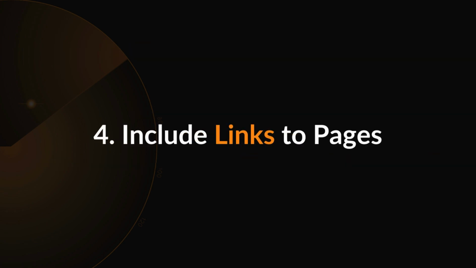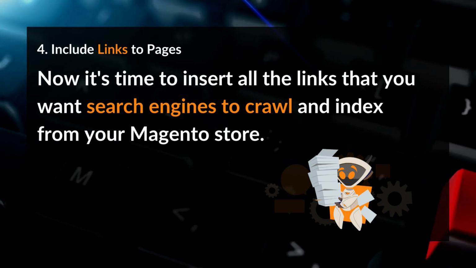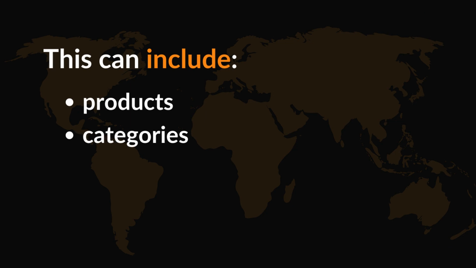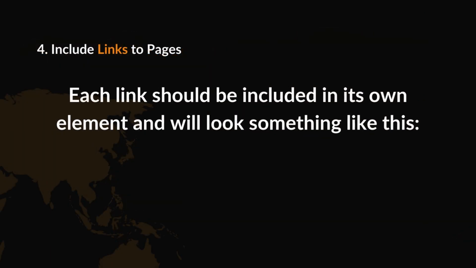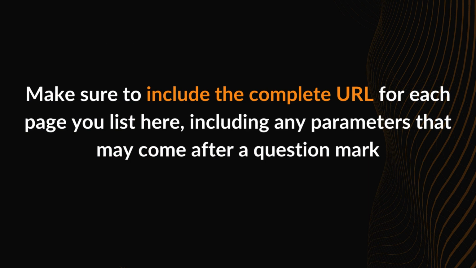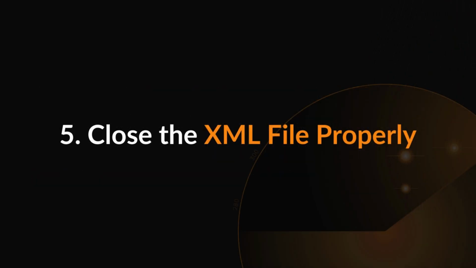4. Include links to pages. Now it's time to insert all the links that you want search engines to crawl and index from your Magento store. This can include products, categories, static pages, and more. Each link should be included in its own element and will look something like this. Make sure to include the complete URL for each page you list here, including any parameters that may come after a question mark.